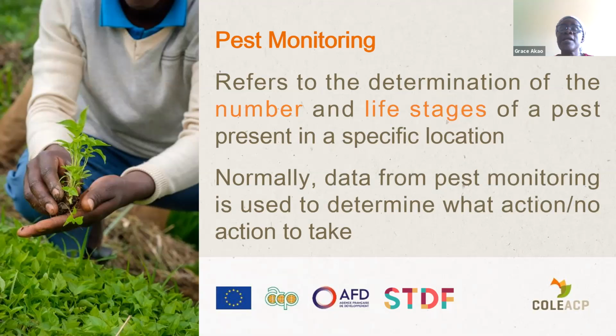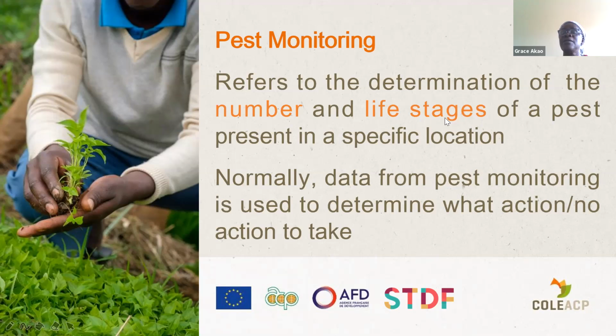Whereas pest monitoring is when you are determining the number and life stages of a pest present in a specific location. So when you determine number, the numbers could actually be affected by so many other things. It could be affected by maybe climatic conditions, the weather, if it is a rainy period, maybe the numbers are reducing because the rain seems to be killing them off or washing them away. And then the life stages. The life stages normally are very critical life stages in certain pests that are very destructive.